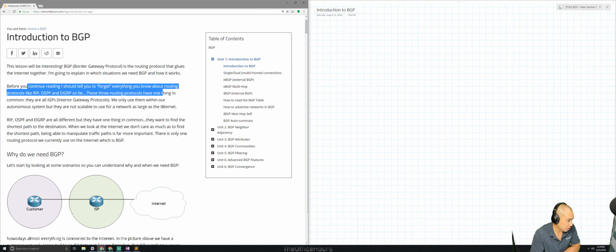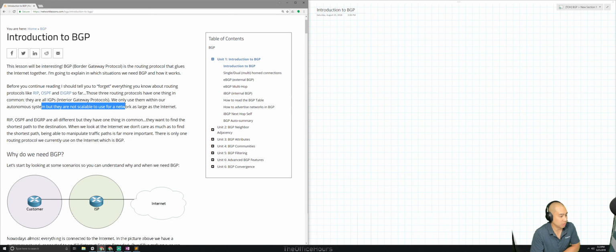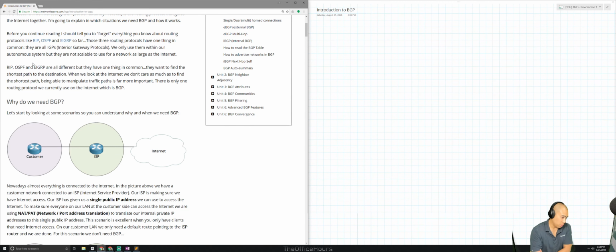We only use them within our autonomous systems, but they are not scalable to use for a network as large as the internet. RIP, OSPF, and EIGRP are different, but they all have one thing in common. They want to find the shortest path to the destination. When we look at the internet, we don't care as much about finding the shortest path. Being able to manipulate traffic patterns is far more important. There is only one routing protocol we currently use on the internet, which is BGP.